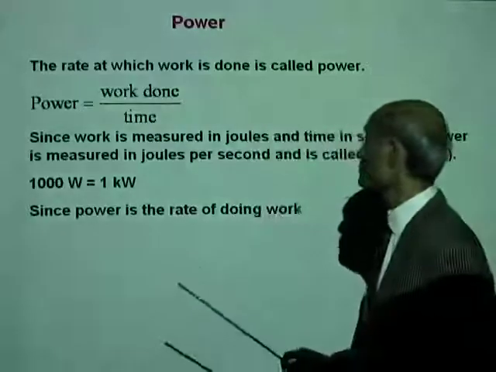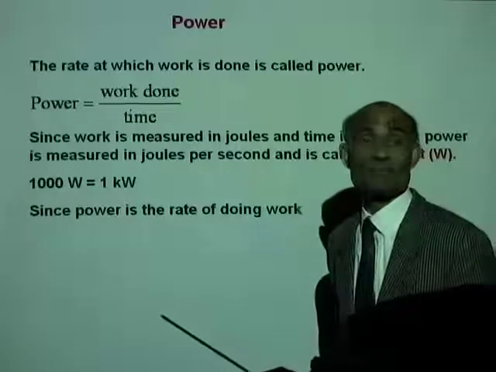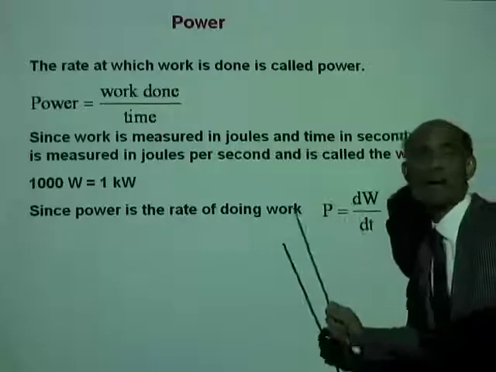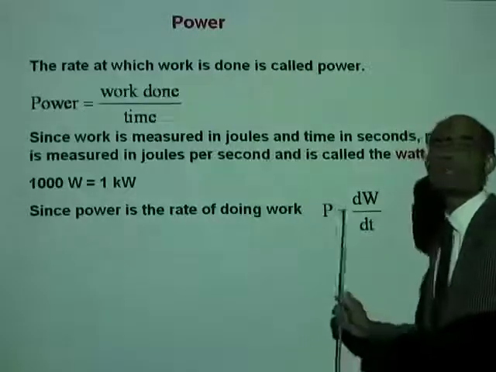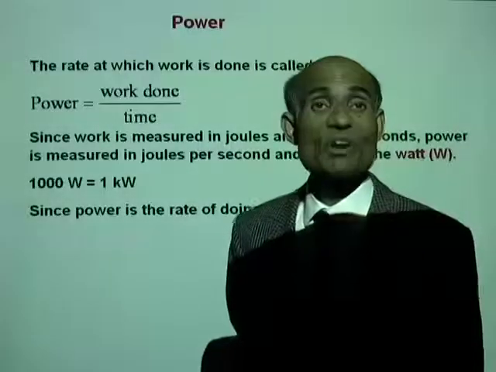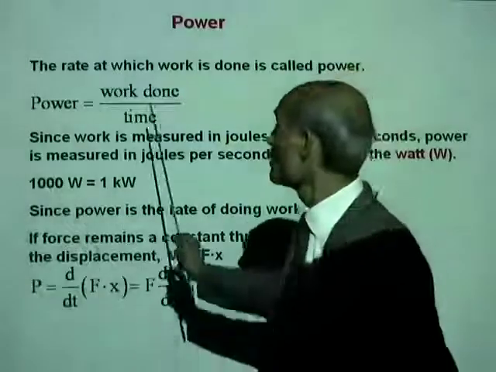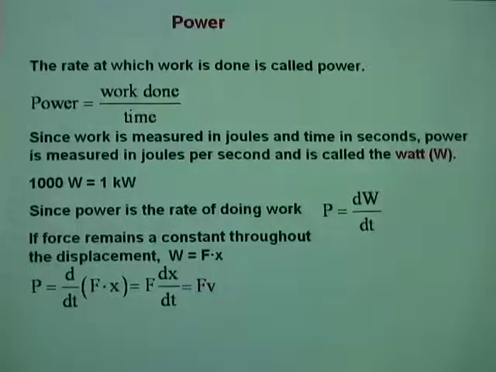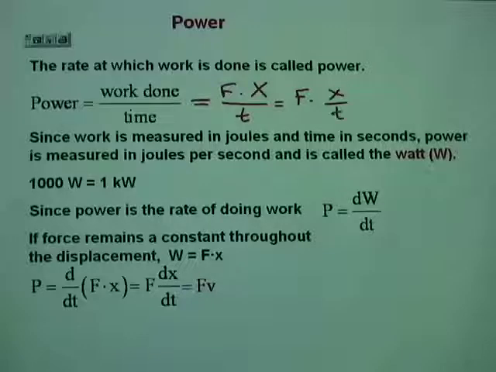Since power is the rate of doing work, we can say power is delta W divided by delta T, dW by dt, the rate of doing work. Power is the rate of doing work. You can also rewrite right from here without going through calculus. Work done is force multiplied by the displacement. Divide that by time. And that will be force multiplied by x over t.